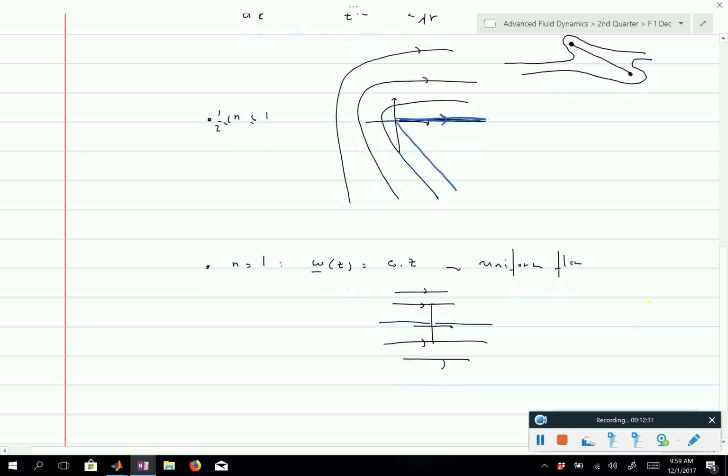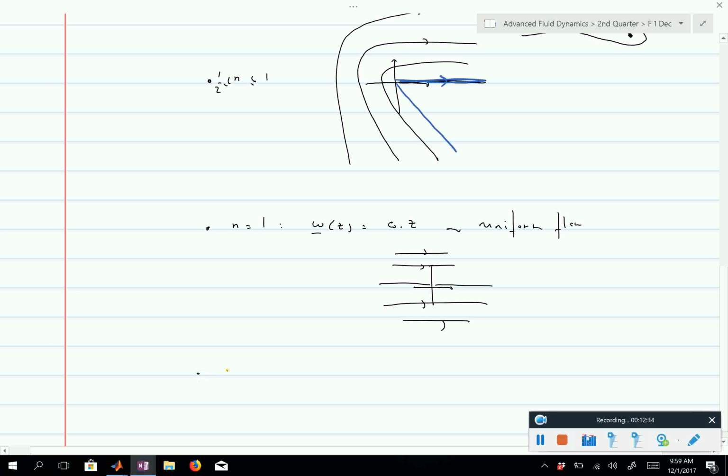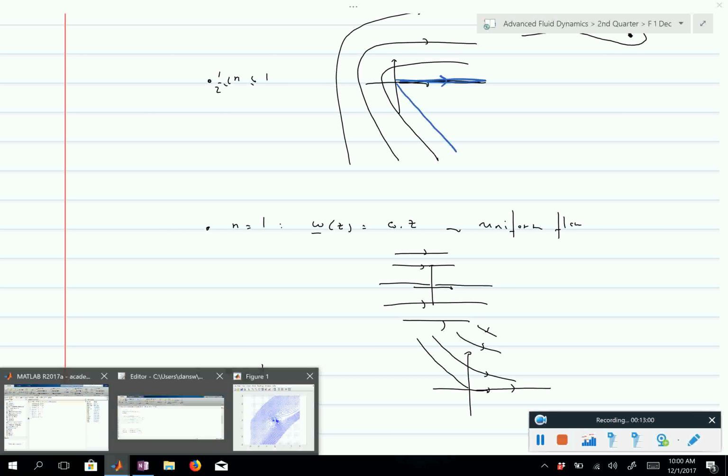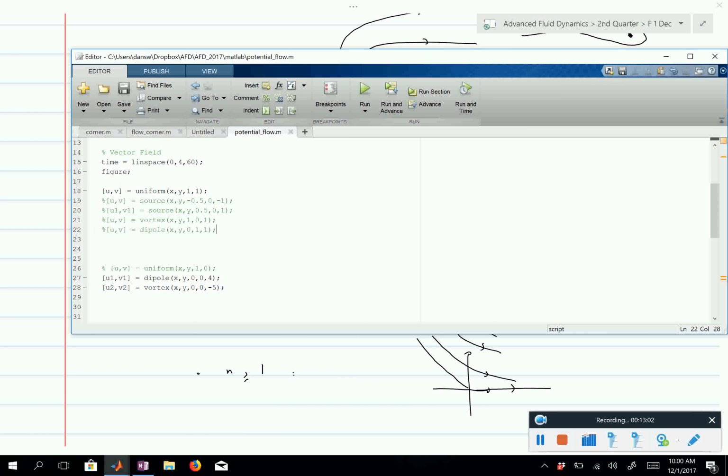And then when n is larger than 1, you have those two which are streamlines, and the flow you're interested in is really the flow around the corner. So you have the flow in a corner, coming from one direction and being deflected to another direction. Those plots are bad, and I'm not putting too much effort into it because you have other MATLAB routines that you can play with, the one for the flow around a corner.